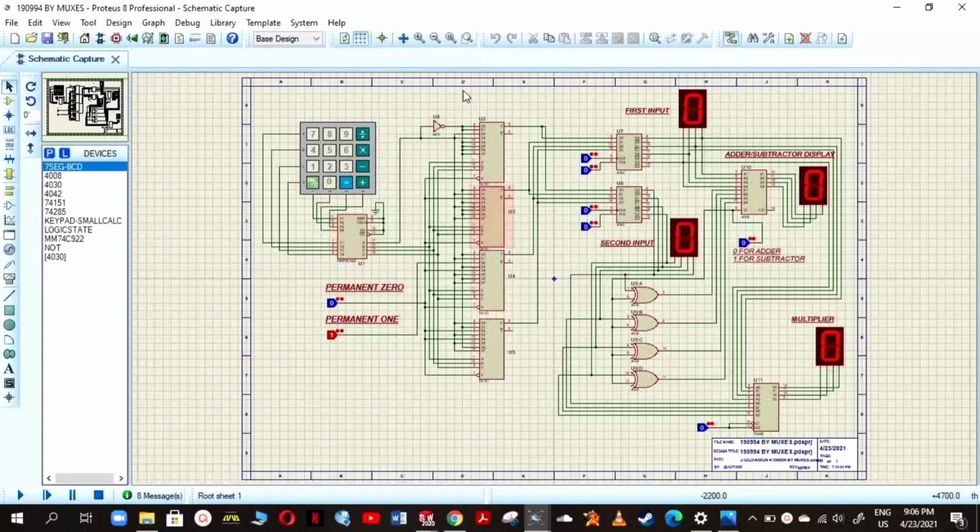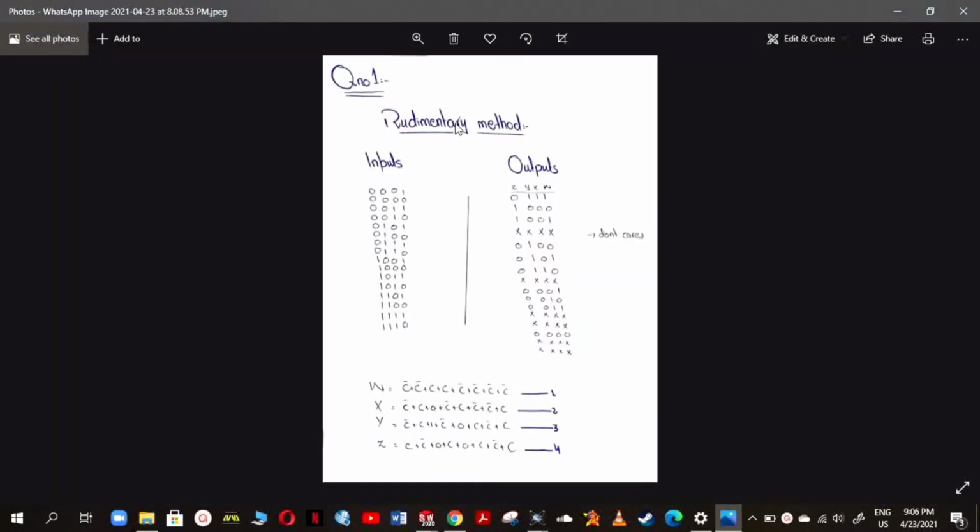Now we connected these four 8x1 muxes with the help of the rudimentary method. So now you can see this is our rudimentary method. We get these four outputs by the rudimentary method and by comparing outputs with the inputs. First of all, I compare W with one input, X with one input, Y with one input, Z with one input, one by one. Here I compare all the outputs with our C. By comparing all of our inputs, I get these Boolean expressions.